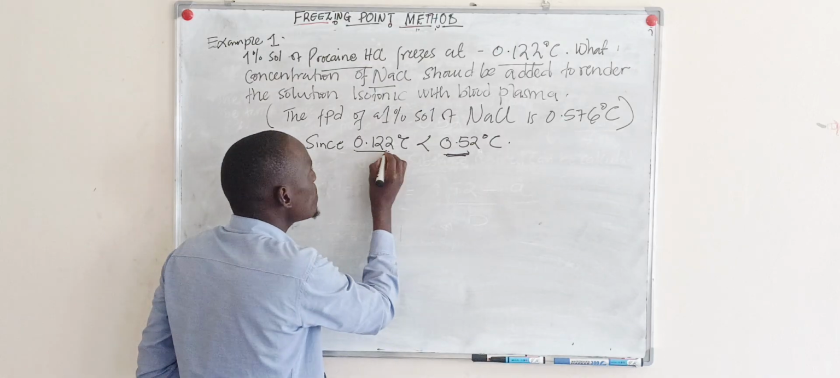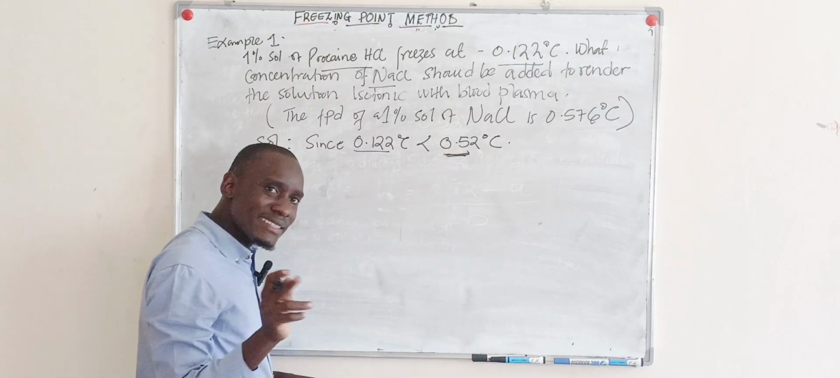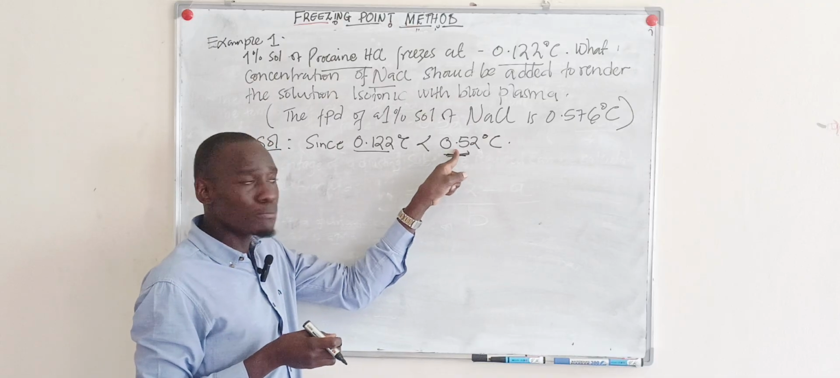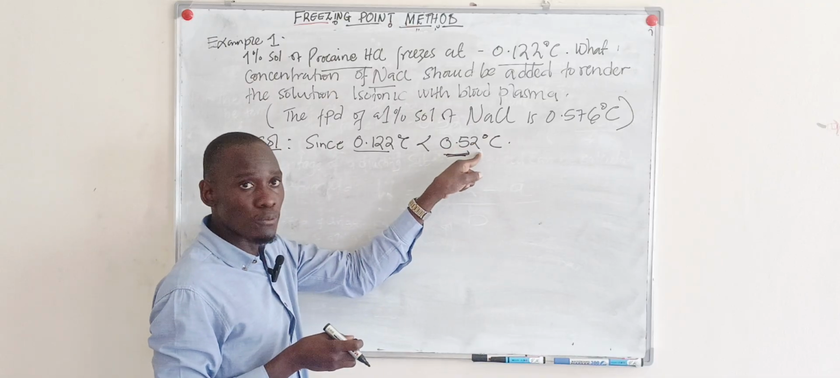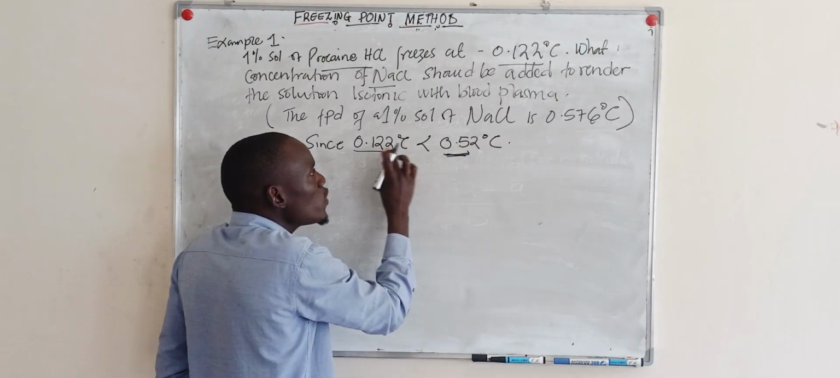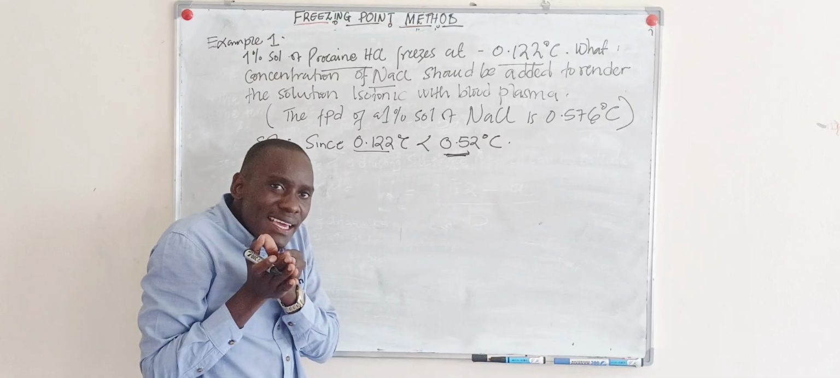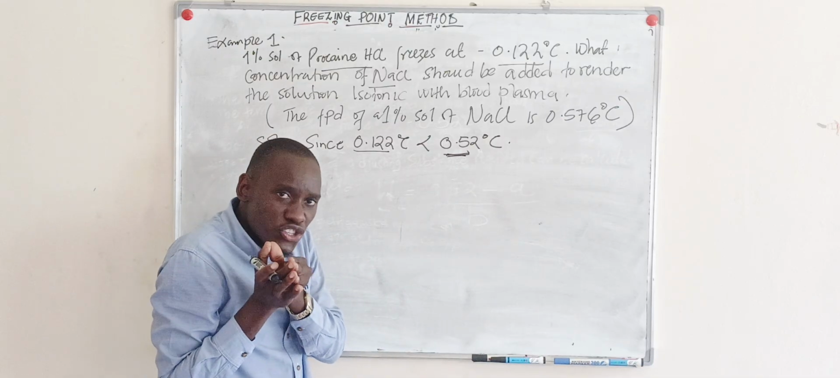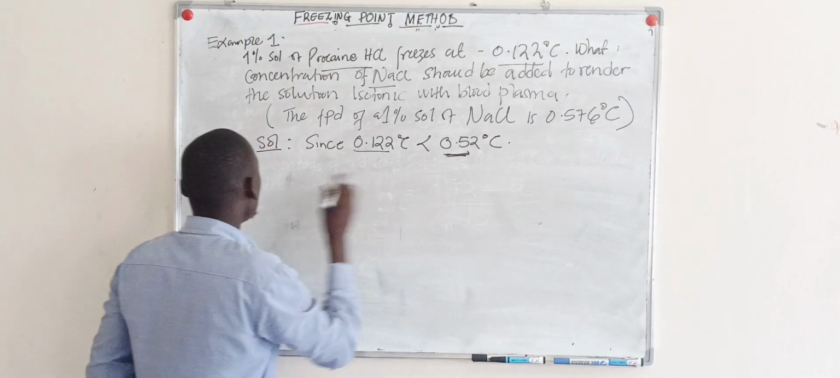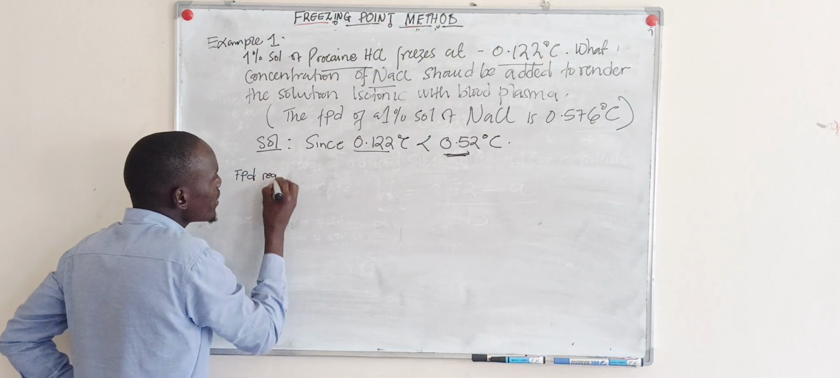But when you look at it, 0.122 is far less than this. For that solution to be isotonic with blood plasma, it must have a freezing point depression of 0.52. So what does that mean? That means that when we get the difference between these two, we shall get the freezing point depression that is required for the adjusting substance.